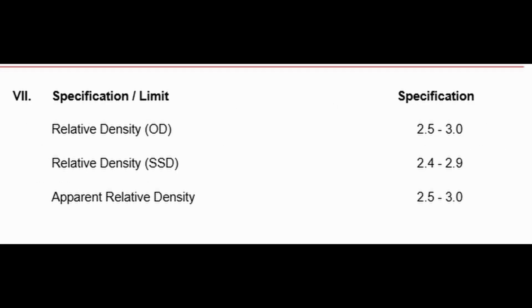Specification or limit and its specifications. For oven-dried relative density, its specification is around 2.5 to 3.0. For the saturated surface dry relative density, its specification is 2.4 to 2.9. For the apparent relative density, the specification is around 2.5 to 3.0.